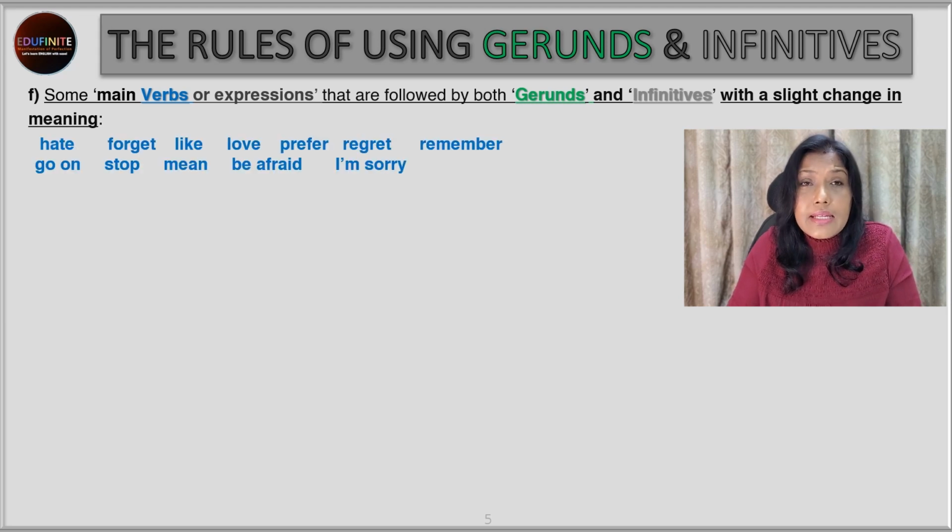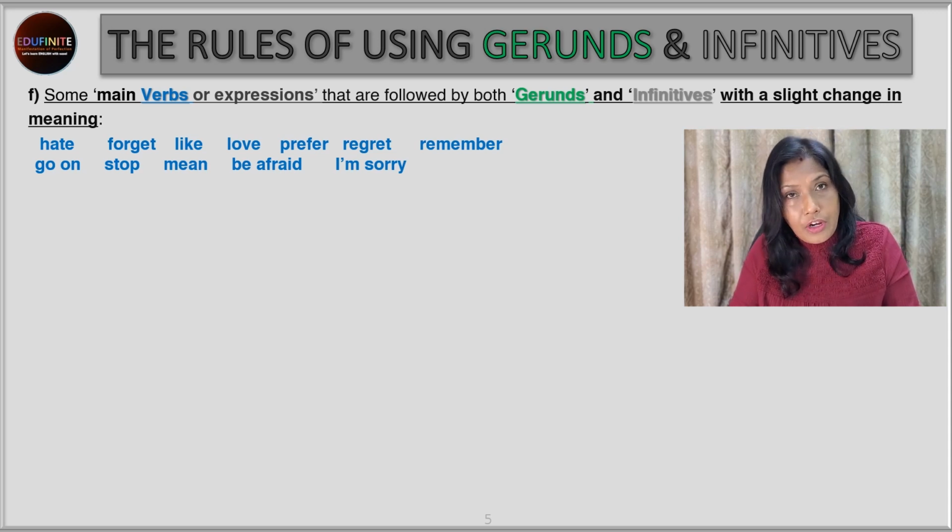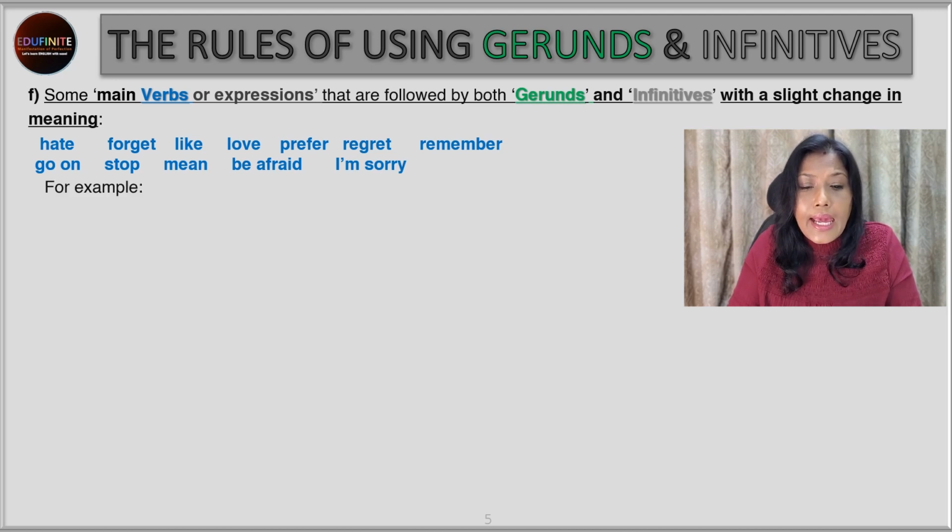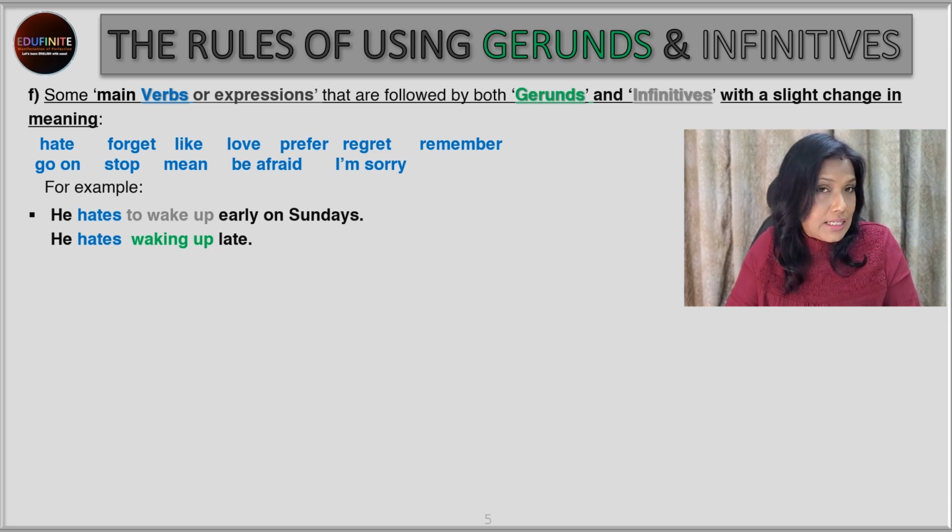So these verbs are like hate, forget, like, love, prefer, regret, remember, go on, stop, mean, be afraid, I'm sorry. Now let's look into some of the examples. For example, he hates to wake up early on Sundays. And the other one, with the gerund form, is, he hates waking up late.